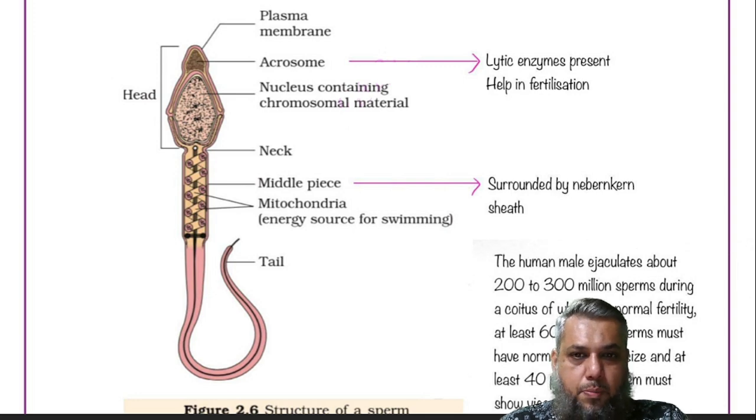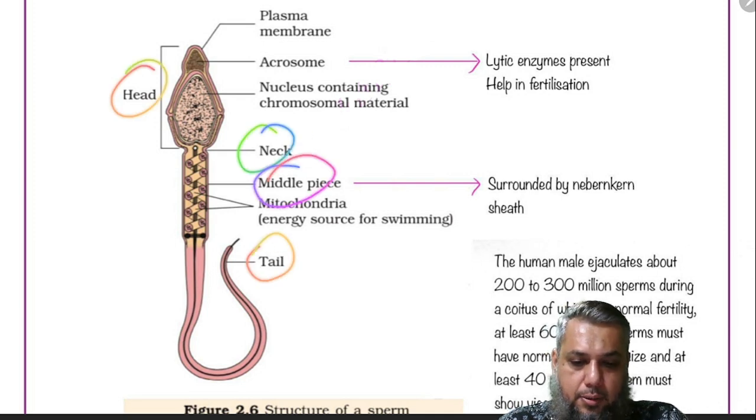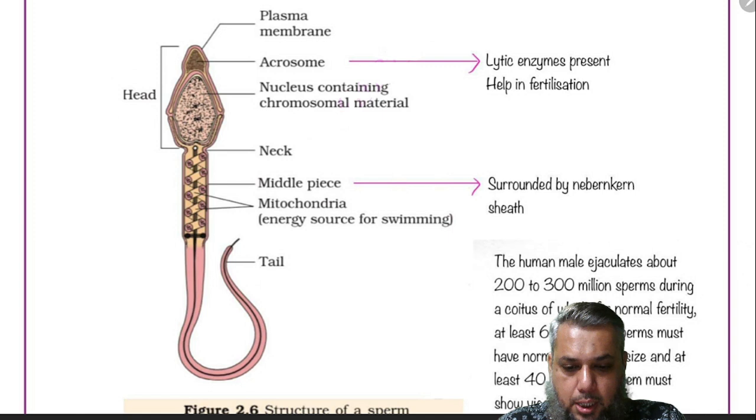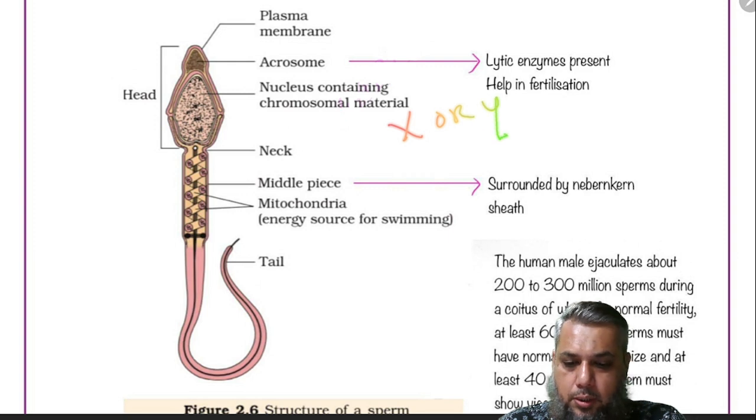The human sperm shows the presence of the head, the neck, the middle piece, and the tail. It is covered by the plasma membrane. The head part has an acrosome, and this acrosome produces powerful lytic enzymes which help in the process of fertilization. It has a haploid nucleus which can either contain an X chromosome or a Y chromosome.